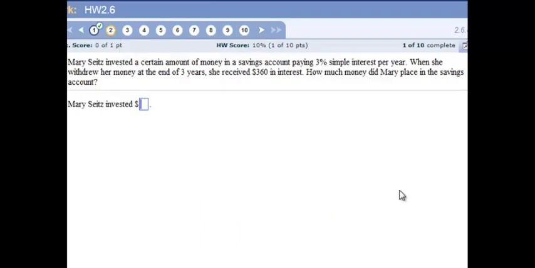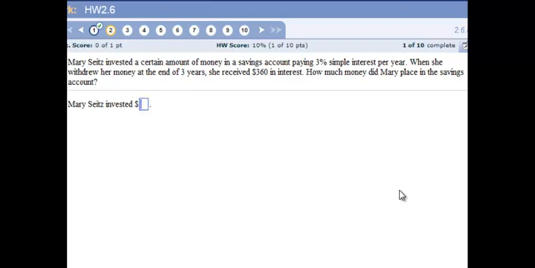Okay, number 2 says Mary invested a certain amount of money in a savings account and it pays 3% simple interest per year. When she withdrew her money at the end of 3 years, then she received $360 in interest. So how much money did Mary have in the savings account initially?